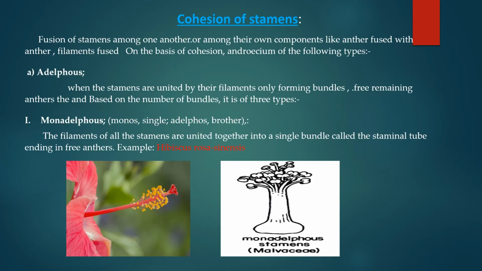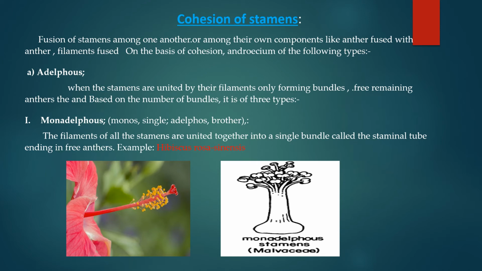Coming to the cohesion of the stamens. Cohesion of the stamens means the fusion of stamens among one another or among their own components, like anther fused with anther, filaments fused. On the basis of cohesion, androecium are of the following types. And this fusion is what we call adelphous. When the stamens are united by their filaments only, forming a bundle, with the anthers remaining free, based on the number of bundles, it is of three types.